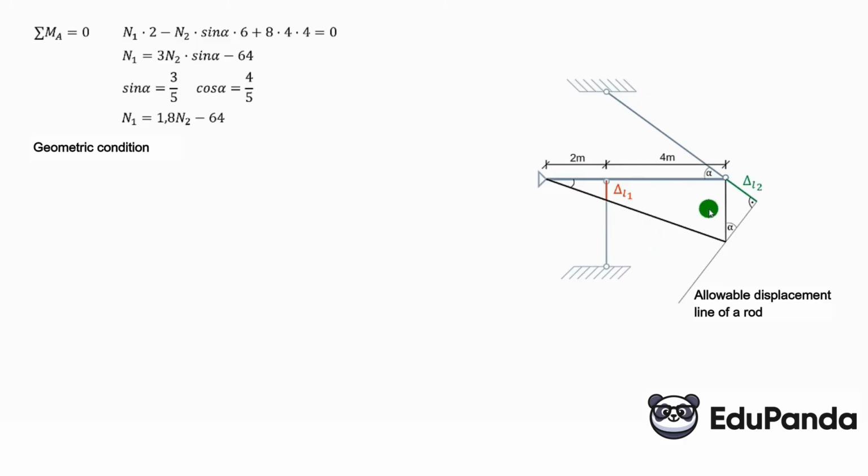And what do we need to mark on this drawing? We need to mark that there will be a shortening of the first rod, delta L1. There will be an elongation of the second rod, delta L2. Mark the permissible displacement line of the second rod, that is, in the direction perpendicular to the elongation.